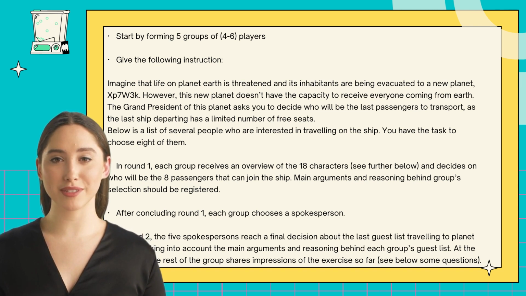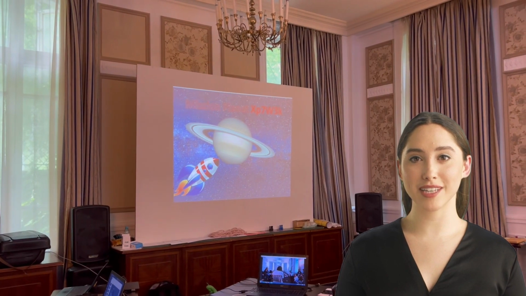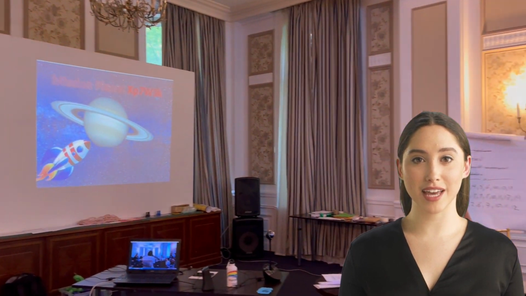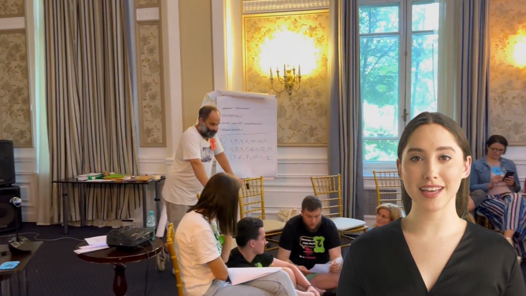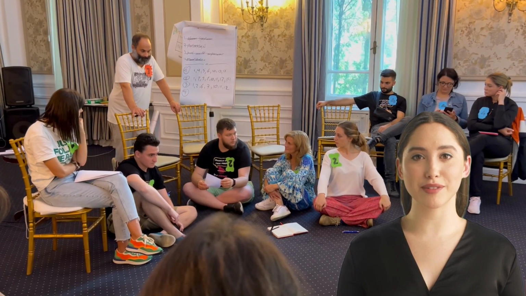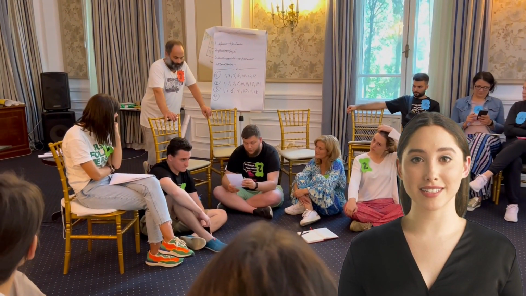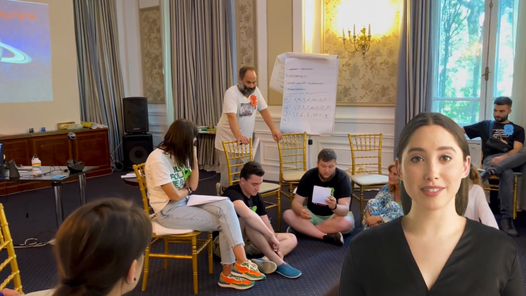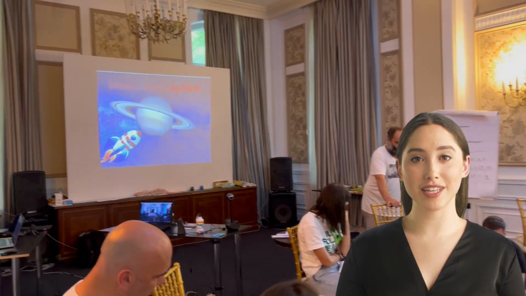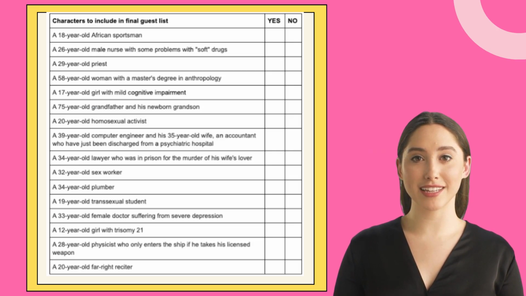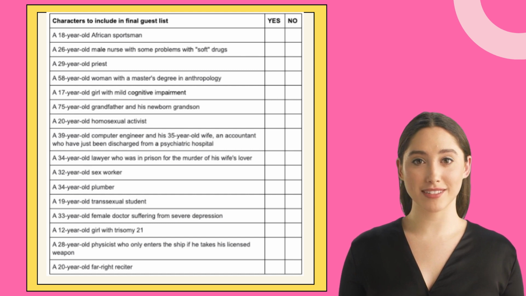Give the following instruction. Imagine that life on planet Earth is threatened and its inhabitants are being evacuated to a new planet, XP7W3K. However, this new planet doesn't have the capacity to receive everyone coming from Earth. The Grand President of this planet asks you to decide who will be the last passengers to transport, as the last ship departing has a limited number of free seats. Below is a list of several people who are interested in traveling on the ship. You have the task to choose 8 of them.